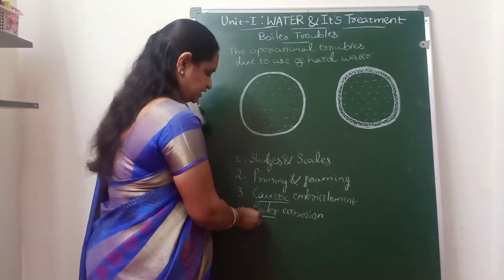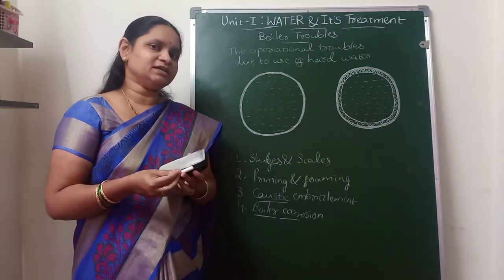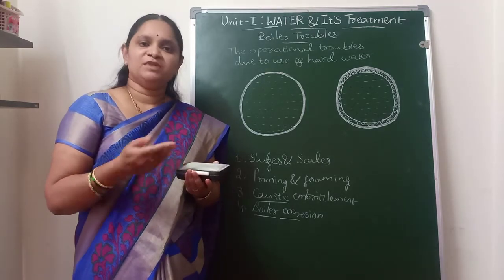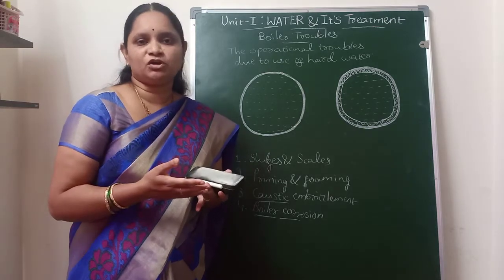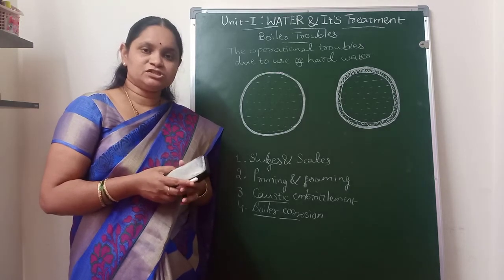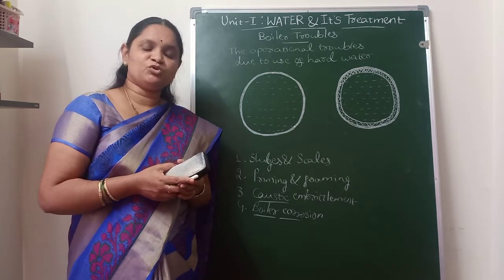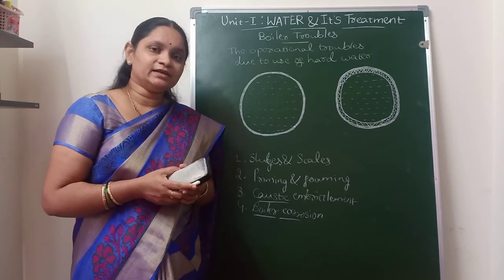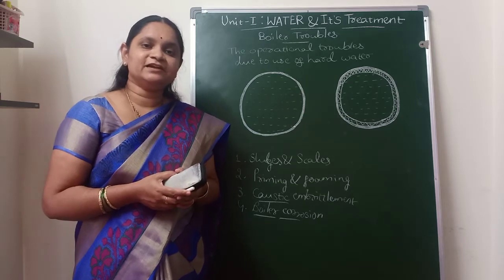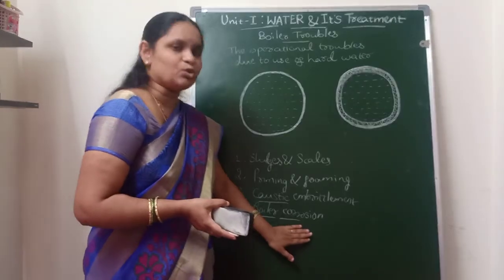Now coming to the fourth type of boiler trouble, that is boiler corrosion. Corrosion is nothing but the decay or disintegration of the metal by the attack of the environment, maybe chemical attack or environmental attack. When we are using water in the boilers, due to the presence of dissolved gases like oxygen or carbon dioxide, or due to the presence of some amount of acids in the water, they directly attack the boiler material, that is iron or alloy of iron, and that leads to the corrosion of the boiler material. That process is known as boiler corrosion.